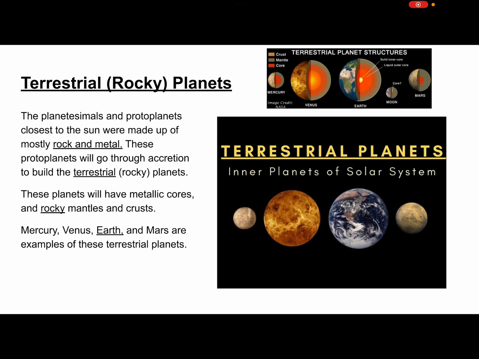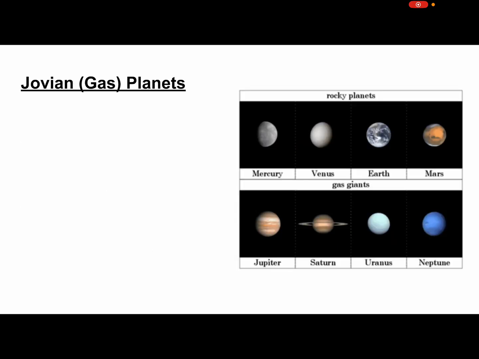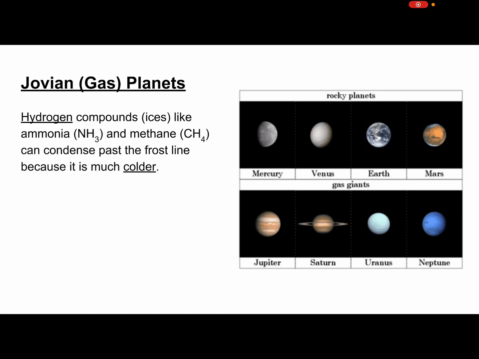Okay, so the rocky planets or terrestrial planets would be Mercury, Venus, Earth, and Mars. Those are the inner planets, and they're the terrestrial planets. Okay, the gas planets, we call those the Jovian planets or the gas planets. They're made up of hydrogen compounds and ices, things like ammonia and methane.